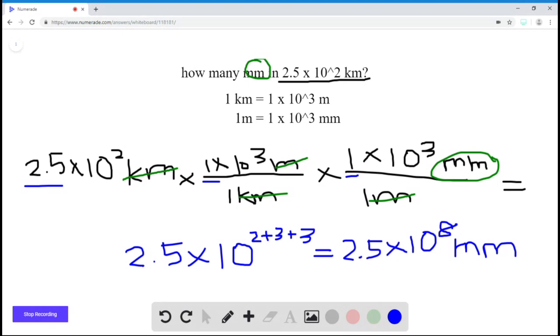And this value makes sense because since kilometer is a much larger unit, you can measure the same length using a smaller number. And because millimeter is much smaller, you need a lot more millimeters to make up the same length in kilometers. So it makes sense that this value is larger.